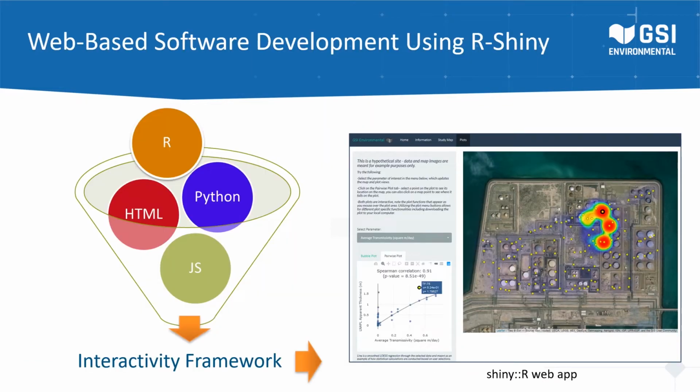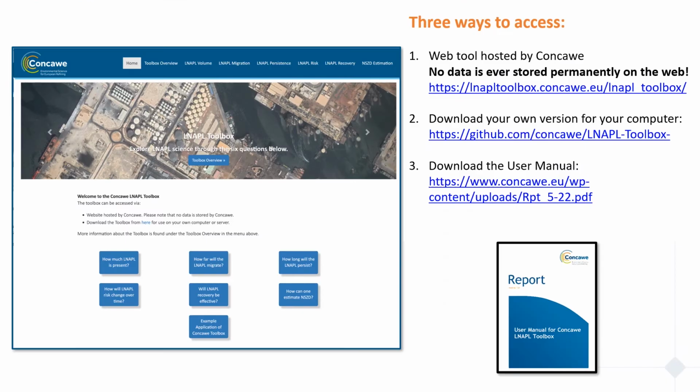Now, how was it developed? We used this web-based software development tool called R-Shiny. And here's this sort of big funnel that includes the R programming language, the Python programming language, JavaScript, HTML, and there's this interactivity framework that then ties in, for some of the tools, to a geographic information system. So this was the way we programmed different models, different calculators, and in some ways a mapping tool to help people understand how much of their LNAPL is down there. And on this platform, we then developed the final tool, which looks like this.